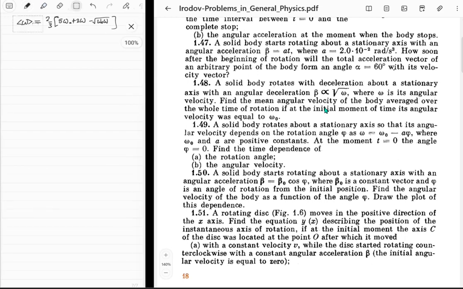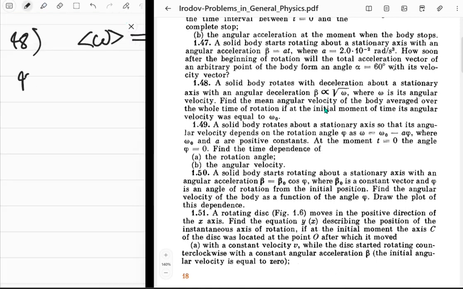So wait a second. This was 48. Go to 49 now. A solid body rotates about a stationary axis so that its angular velocity depends on the rotation angle, like this, where these are positive constants. At the moment t equal to 0, the angle phi is equal to 0.